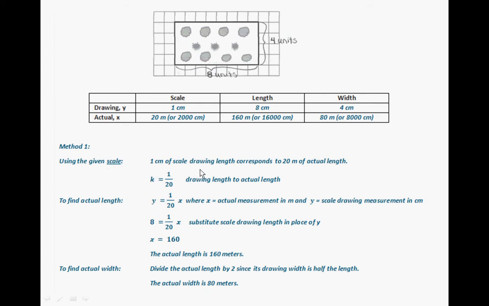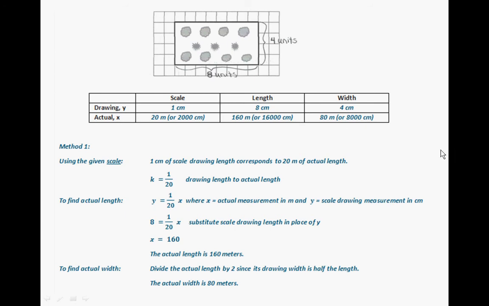So if 1 centimeter corresponds to 20 meters of actual length, our k could be 1 over 20. So when we do this, 1/20th, we would get 8 equals 1/20th times x, in which case x is equal to 160. And that is in meters. Okay, to find the actual width, you divide the actual length by 2, since the drawing width is half of the length. In this case, the actual width is going to be 80 meters. So in this case, we can do centimeters to meters in this respect.